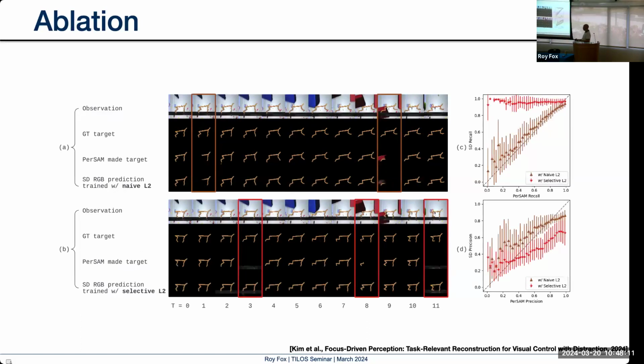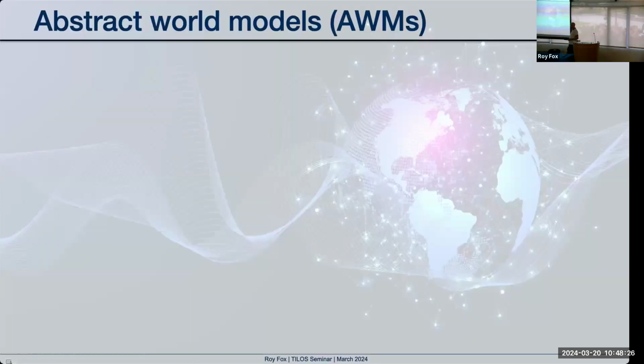This is just quickly why we need selective L2 loss. You can see that it improves recall without hurting precision too much. But I do want to have, with the little time I have, to talk about the last part, which is backward language, vision and language.